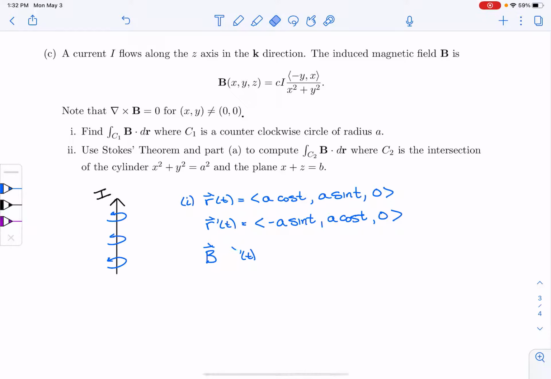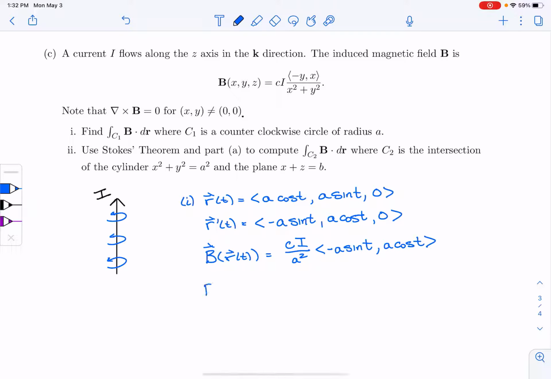Well, first I need to just figure out, what is B of R of t? Well, B of R of t is going to be Ci over x squared plus y squared, which in this case is just going to be a squared. And then it's going to be negative a sine t for negative y, and then x is a cosine t.